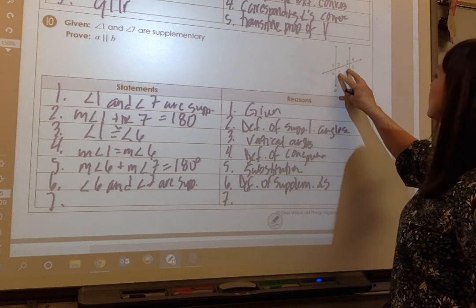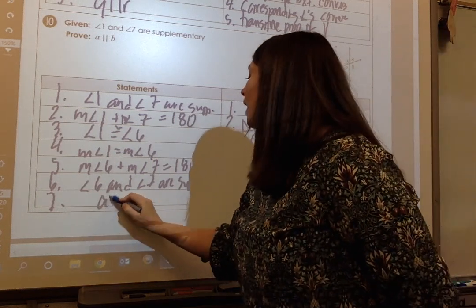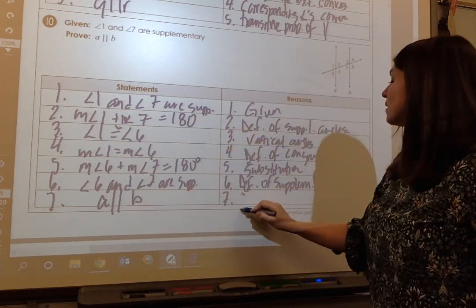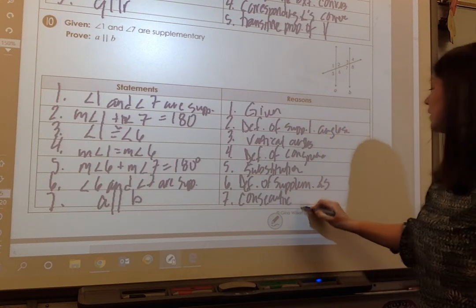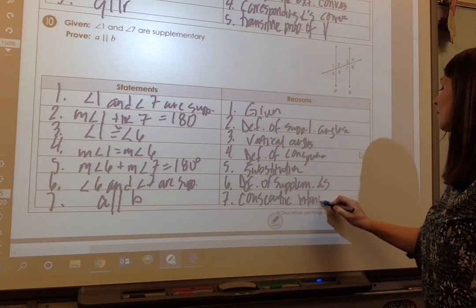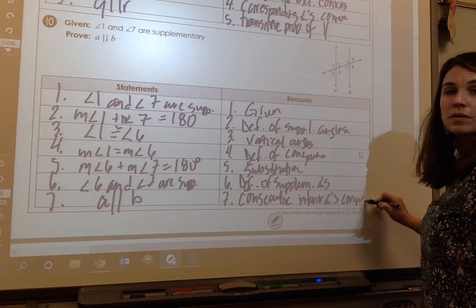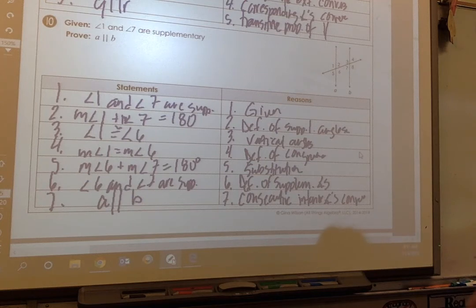And now if angle 6 and angle 7 are supplementary, I know that A is parallel to B because of consecutive interior angles converse. Okay, so hopefully you got that for number 10.